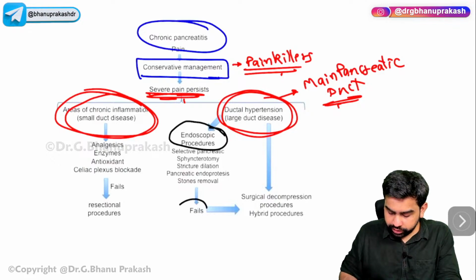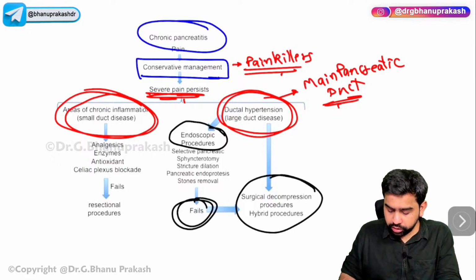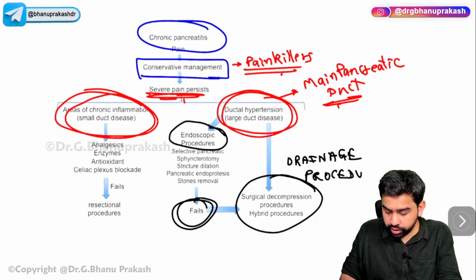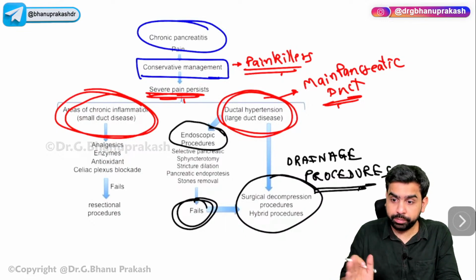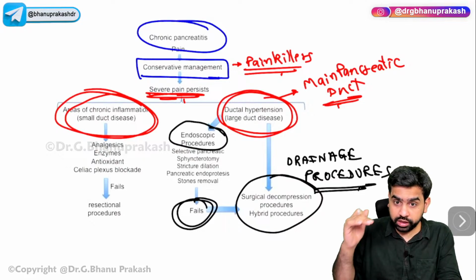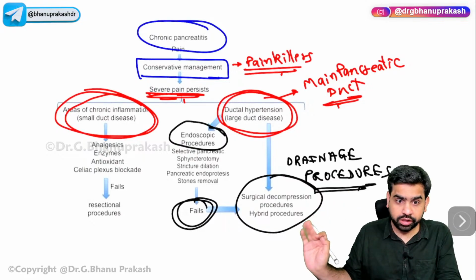But if this fails, then you perform the surgical procedure. So what is this surgical procedure? This is what is called a drainage procedure. Please try to understand, this is a repeat question from your FMGE, so please pay attention over here. These are the drainage procedures. What are the drainage procedures? I'll talk to you about that.